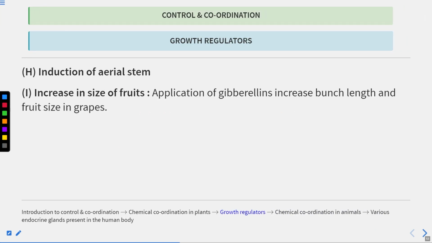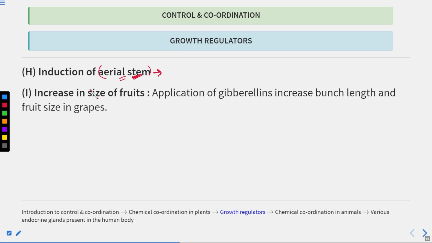Now, the next role is the induction of the aerial stem. This we have already seen. Why will there be an induction of the aerial stem? Because there is stem elongation, there is cell elongation as well, and these all lead to the induction of the aerial stem. Stems are usually aerial only. In aquatic plants, if the stem is below the water, then application of gibberellins will induce the formation of the aerial stem. Aerial stem means above the ground, you can say.